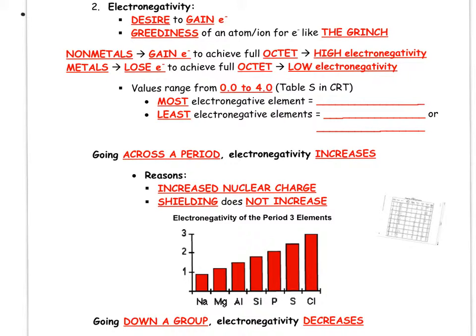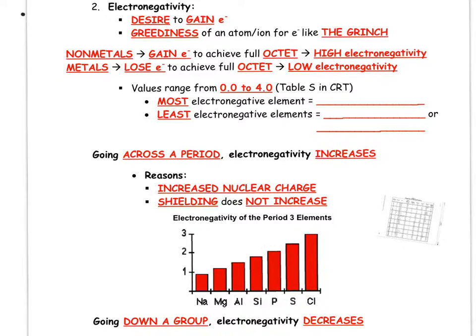So let's look at the notes here that you're going to be writing in your notebook. Electronegativity is its desire to gain electrons. The stronger you are, the more you're going to want to gain electrons. You're going to win those electrons. I always think of electronegativity as being how strong an atom is. Nonmetals have very high electronegativity. They're strong. They gain electrons to make their octet full. Remember, your octet is your 8 valence electrons.